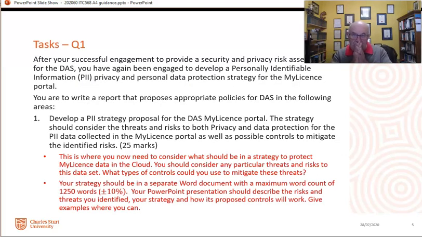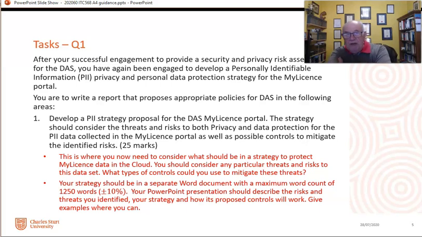So, task 1. You've been successfully engaged by DAS before to provide security and risk assessments. You've now been engaged to look at a data and personal protection strategy for My Licence. So your first task is to develop a PII strategy, personally identifiable information strategy, for the My Licence portal. Your strategy should consider the risks and threats to both the privacy and data protection for any PII data collected in My Licence, as well as any possible controls to mitigate the risks, worth 25 marks.